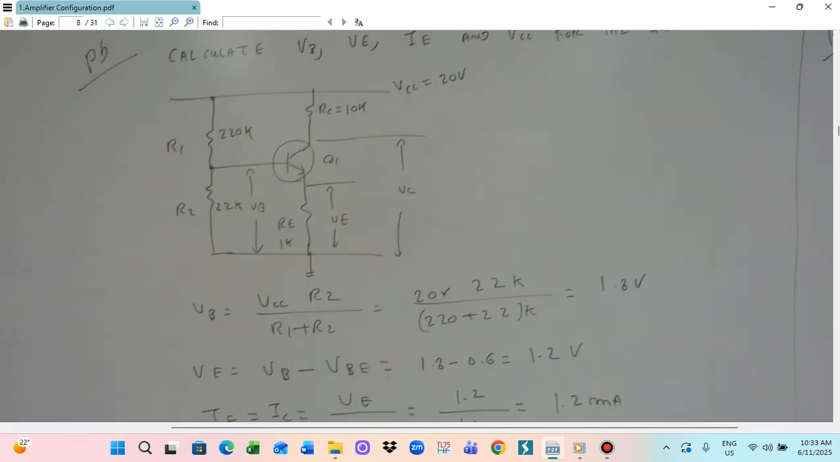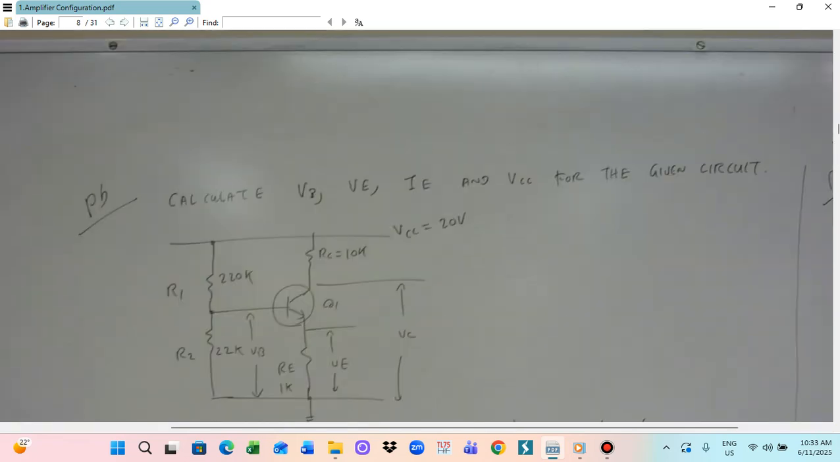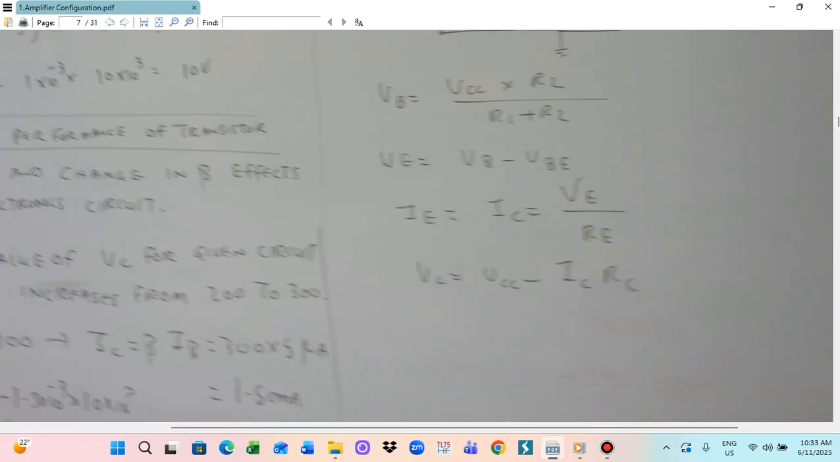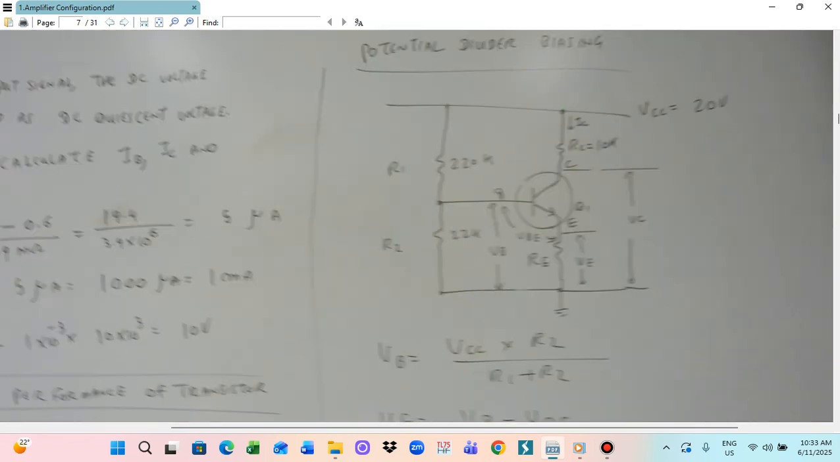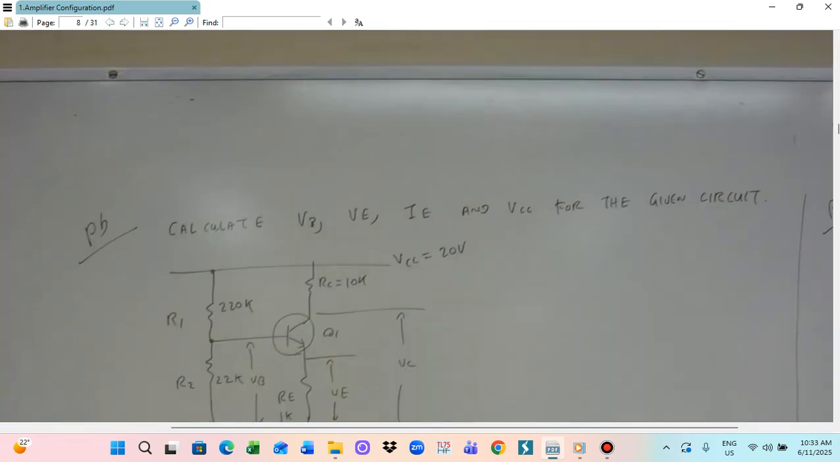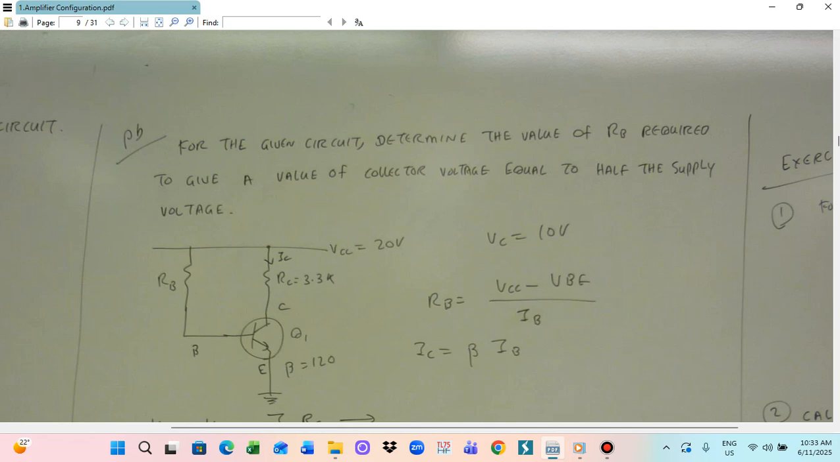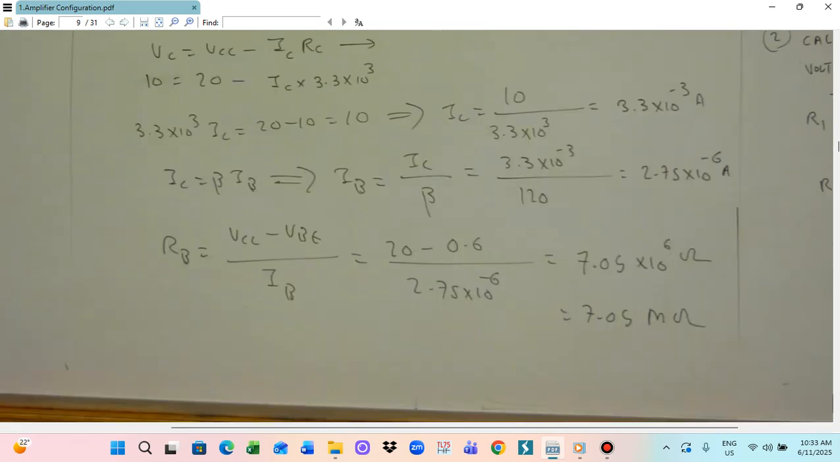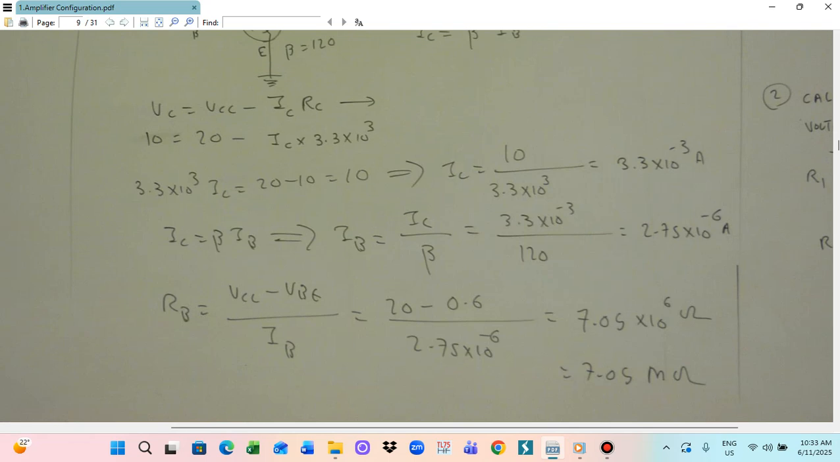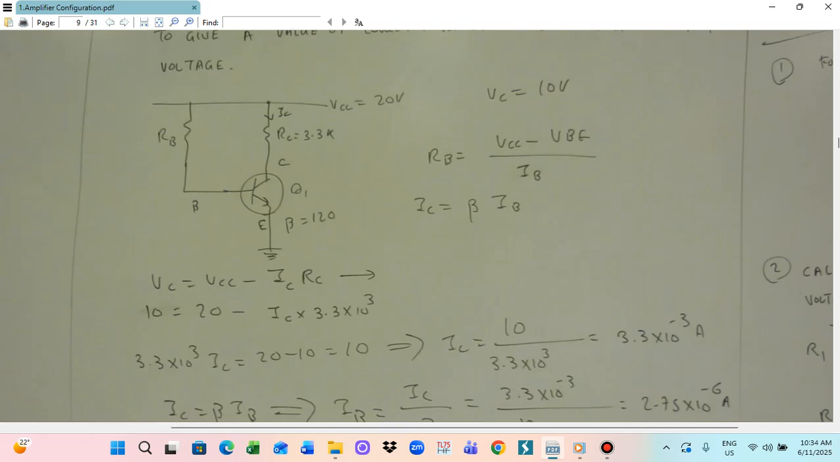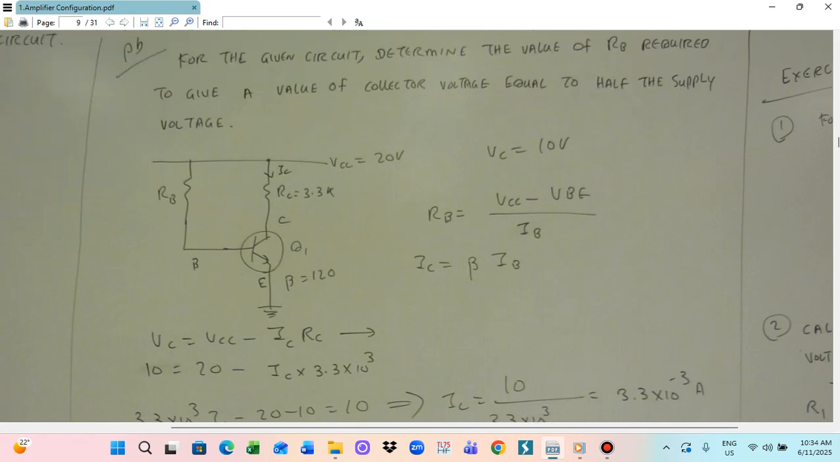Okay, so in this program the given collector voltage is 10 volt, so VC is equal to 10 volt. Using the given formula, firstly you have to calculate RB. To calculate RB, you first have to calculate IB, because the RB formula is given. The formula to calculate RB is VCC minus VBE divided by IB. So RB is equal to VCC minus VBE by IB.